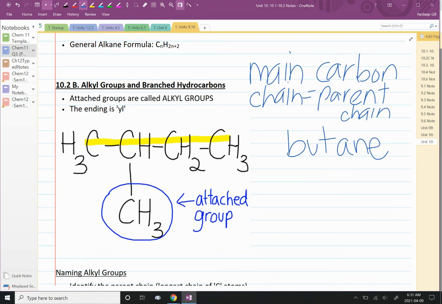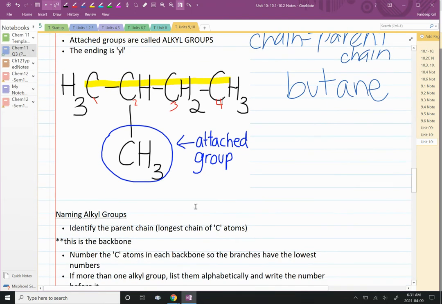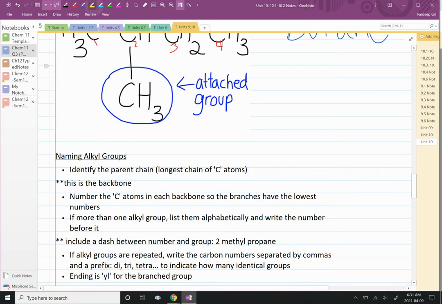So now we have to know how to name this attached group. And this attached group is coming off of carbon 1, 2, 3, 4. It's coming off of carbon 2. So we have to tell everyone that this is coming off of carbon 2. So we're actually going to learn how to name these branches. So what you have to do when you're naming, first identify the parent chain, and we've already done that, it's butane. Then you have to number the carbon atoms in each backbone so branches have the lowest number.